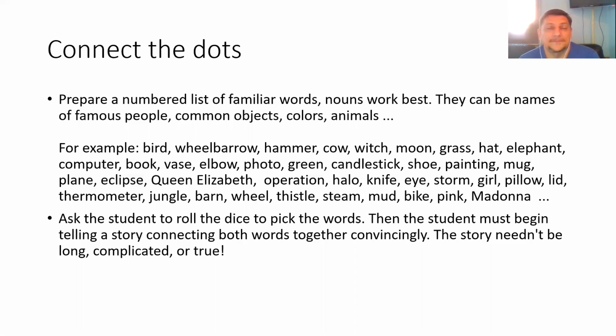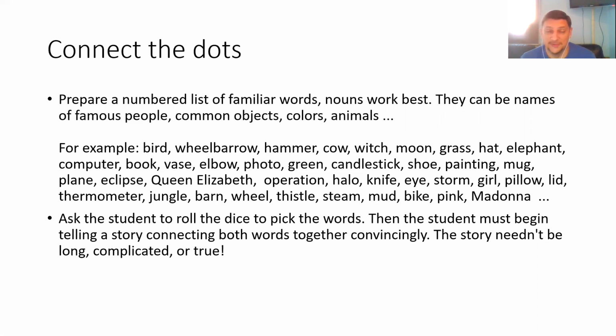And some more things. You can prepare a numbered list of familiar words, and nouns work best here, nouns and proper names. Here is a sample list. And then you can use the dice, because that's a numbered list, unless you use some other kind of number generator, so that it would be a choice not made by students, but it would be a random choice of words. So the students use the dice to choose 2 words, and then they need to immediately begin telling a story, connecting both words together convincingly.